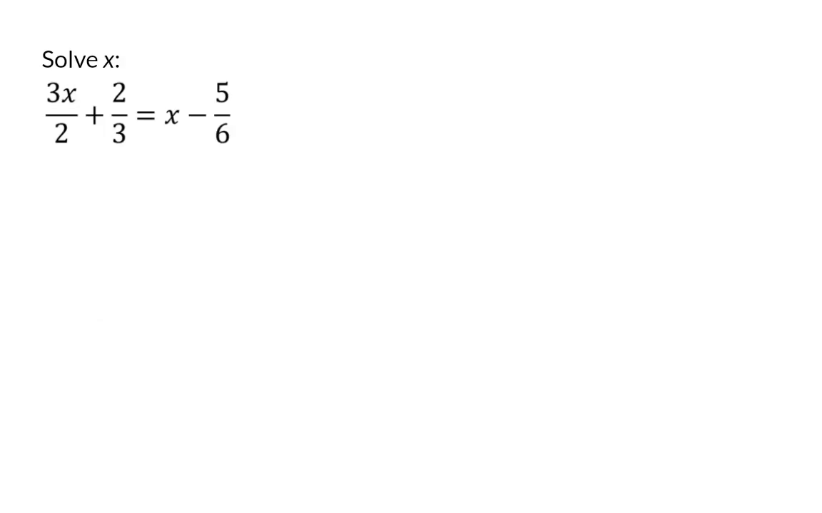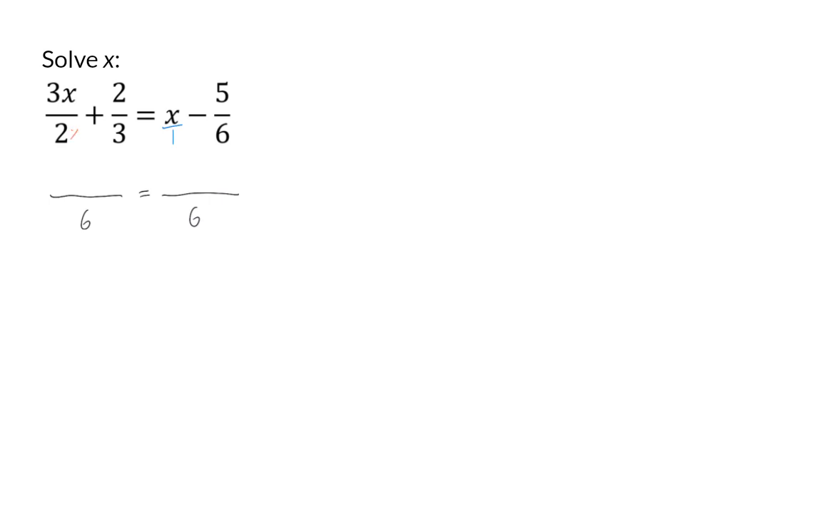Let's have a look at another example. Again, when I have fractions, I start off ensuring that all terms are in fraction form. Next, I need to determine the lowest common multiple for both sides of this equation. That common denominator will be 6. And next, I need to determine the equivalent fraction for each of the original fractions with a denominator of 6.